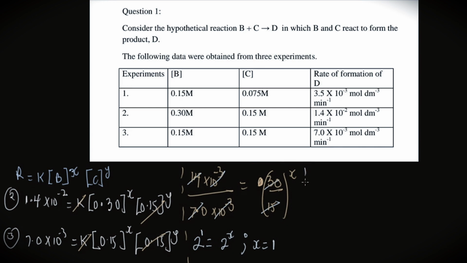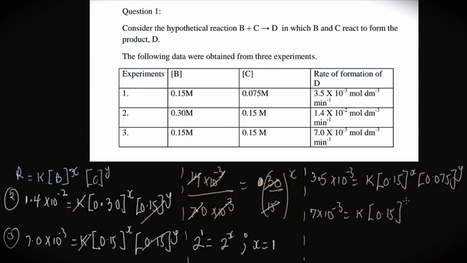So let's solve for Y as well. For us to solve for Y, we must look for 2 experiments in which the concentration of B is constant. Experiments 1 and 3 have the same concentration of B. So therefore we have that experiment 1 is 3.5 times 10 raised to power minus 3 equals K times 0.15 raised to X and 0.075 raised to Y. We also have experiment 3 to be 7 times 10 raised to power minus 3 equals K times 0.15 raised to X and 0.15 raised to Y.